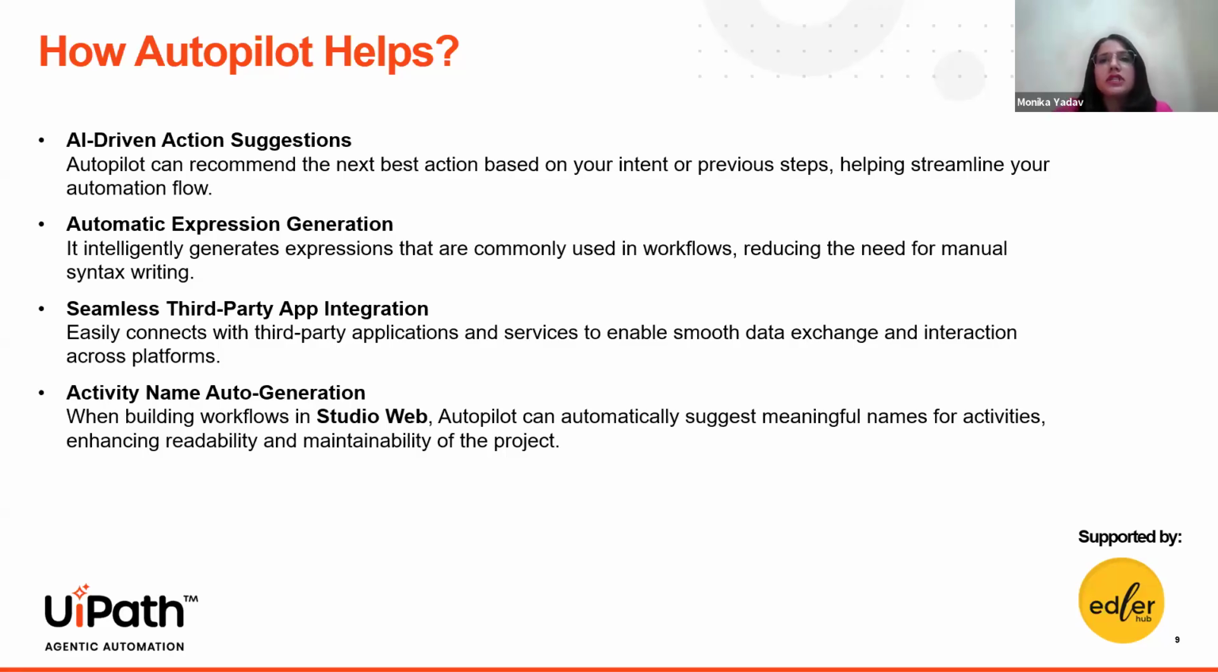Okay. Last but not the least, Autopilot also supports activity name auto-generation, right? This may seem minor to you. How does an activity getting renamed help us in the bigger picture, right? So let me just tell you, it significantly improves code readability and maintainability. Instead of naming activities Assign 1 or Assign 2 or Read Email, Autopilot generates meaningful, context-aware names like Assign Invoice Total, Read Reminder Email, right?